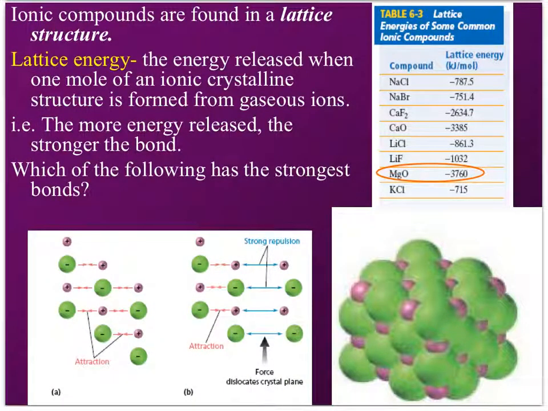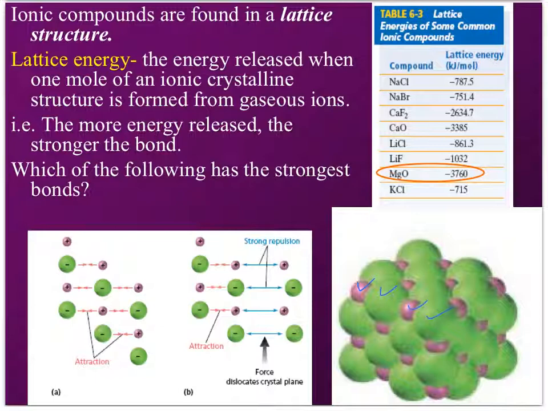Okay, so this next slide and the slide after that, these are for honors chemistry. So if you're CP Chem, just skip this slide and the next slide. All right, so honors chem, ionic compounds form a lattice structure. Lattice would be alternating. If you look down here in the lower right, positive, negative, and so on and so forth. Lattice energy is the energy released when 1 mole of ionic crystalline structure is formed from gaseous ions.